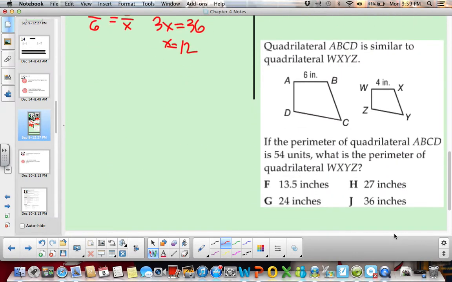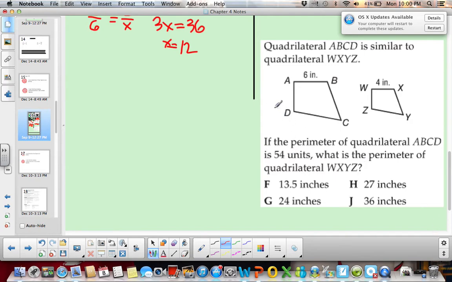Okay, one last problem. Quadrilateral ABCD is similar to quadrilateral WXYZ. If the perimeter of quadrilateral ABCD is 54 units, what is the perimeter of quadrilateral WXYZ? So we know that AB corresponds with WX. So we're given AB and we're given WX. So we know that we can set that up as a ratio. And I'm going to put 4 on top because it's smaller. If you flipped it around, it would be completely fine as long as you match up to what you are given.